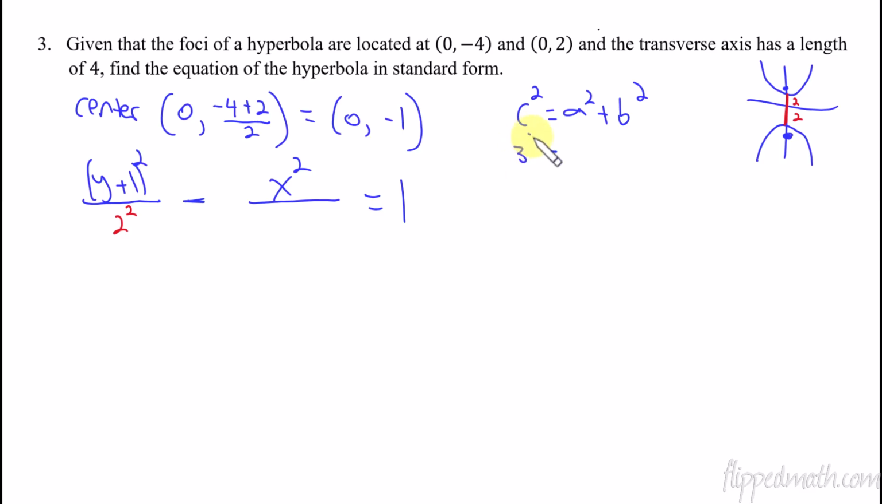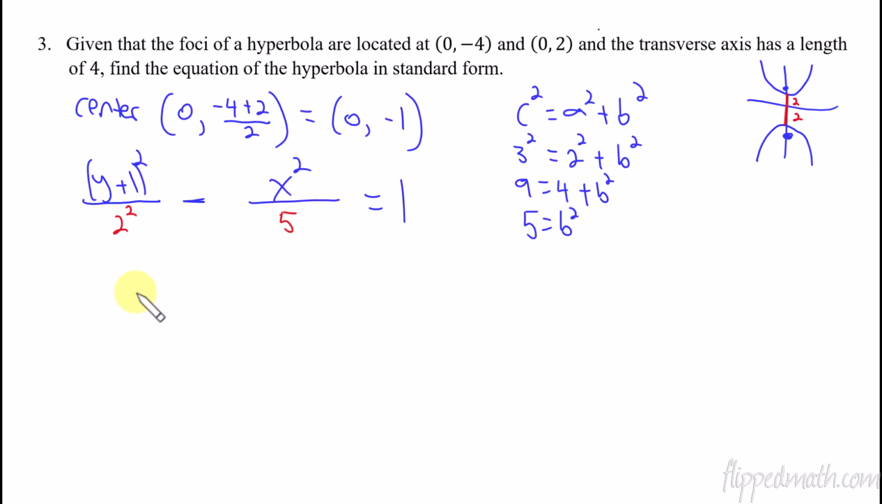So it's 3 squared. And then here, a squared, it doesn't matter if I do this as a or b because I'm just going to find the other one. So I'll just use it as a, it's fine. So 2 squared plus b squared. So 9 equals 4 plus b squared. 5 equals b squared. I don't need to know what b is. I just need to know what b squared is. So that one is going to be right here, a 5.